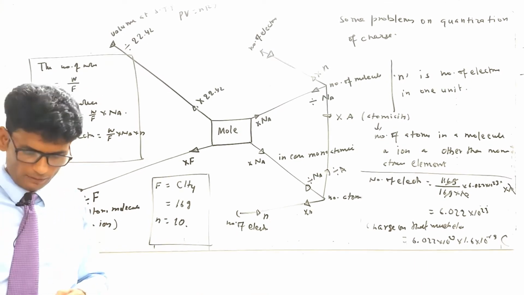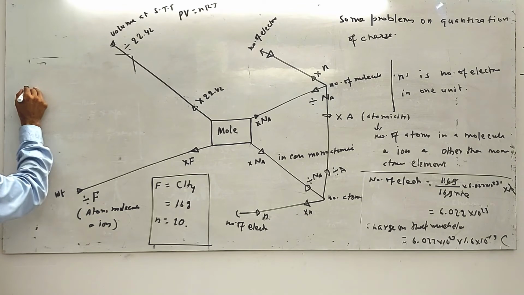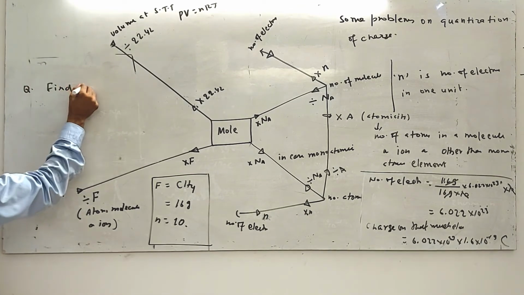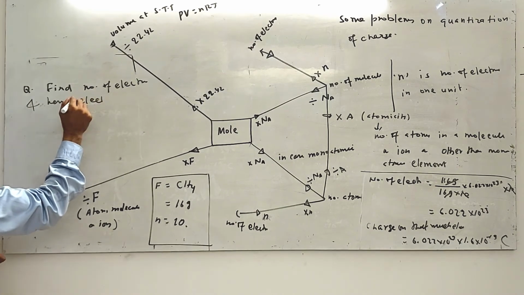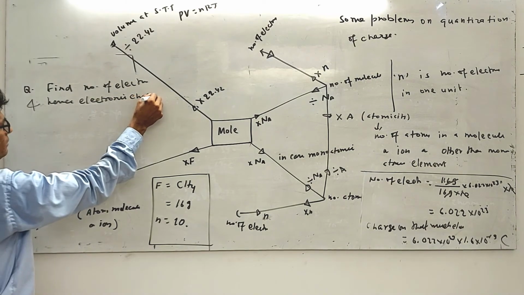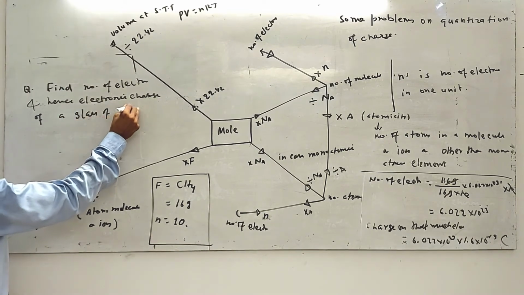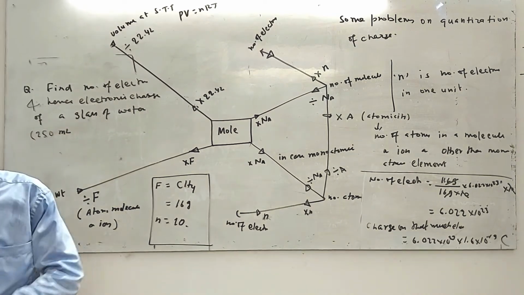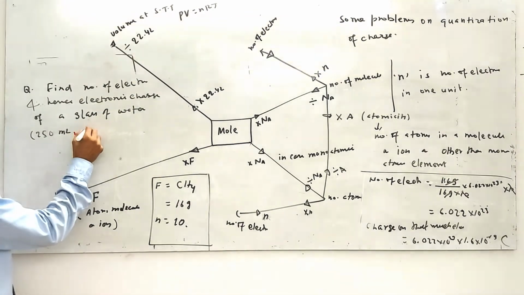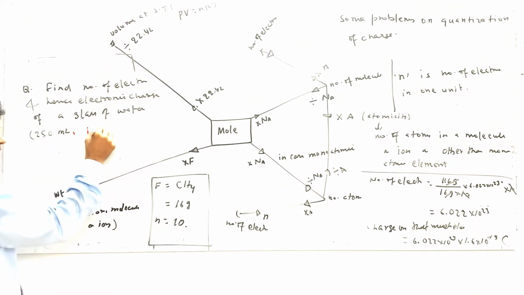Okay. Now the next question, and the last question on this article. Find the number of electrons and hence the electronic charge of a glass of water, approximately 250 milliliter, and taking density 1 cc, in fact, 1 gram per milliliter.